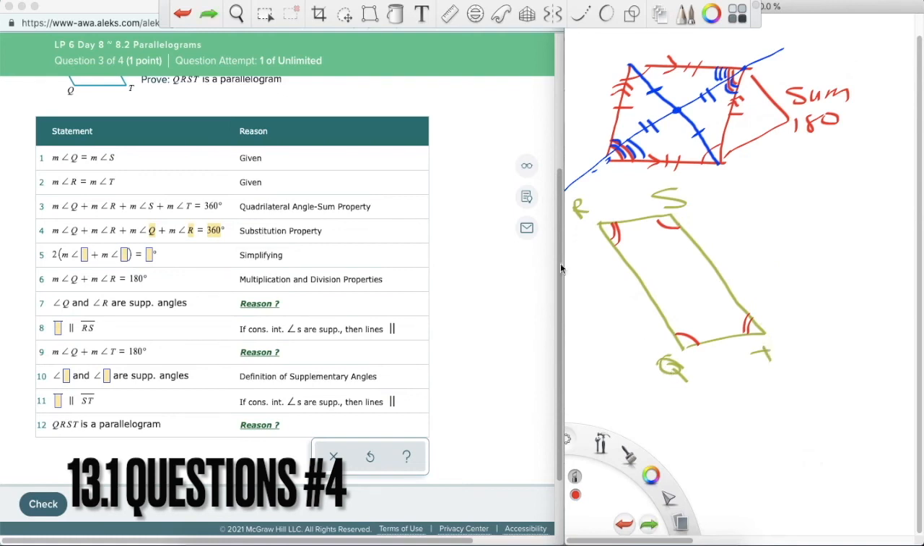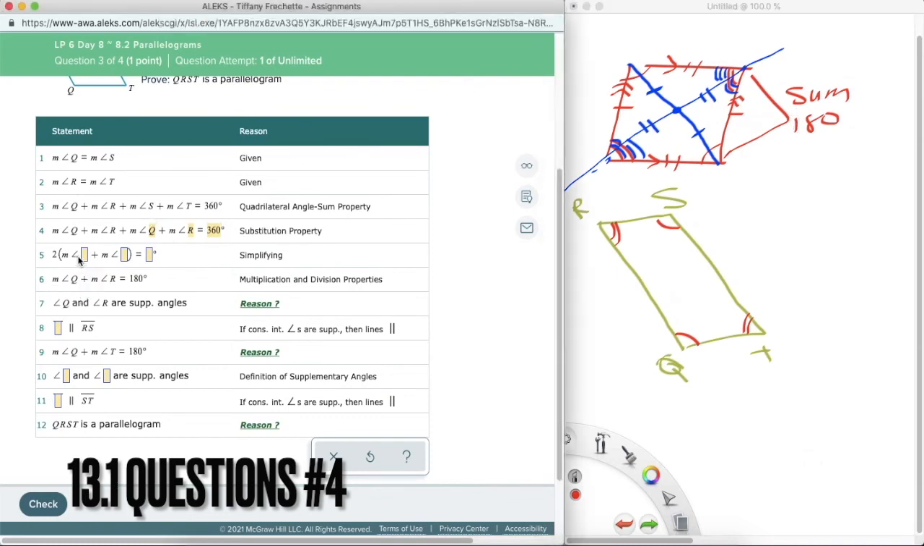We want to prove that really quick. If we can prove that, then we can show that the lines are parallel, because that's also one of the ways to prove parallel lines.